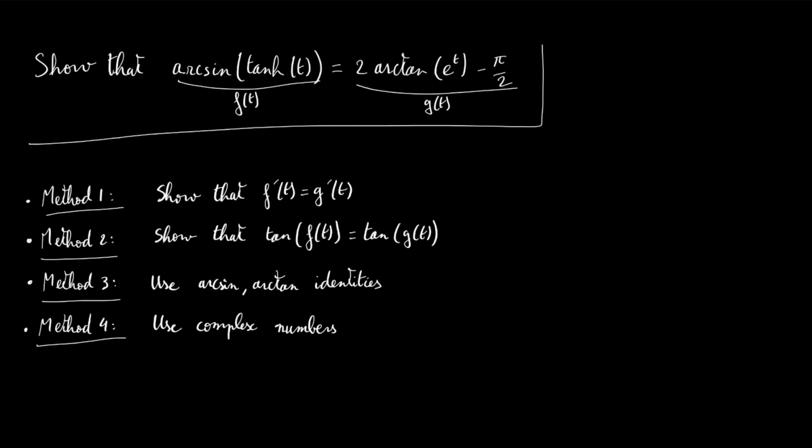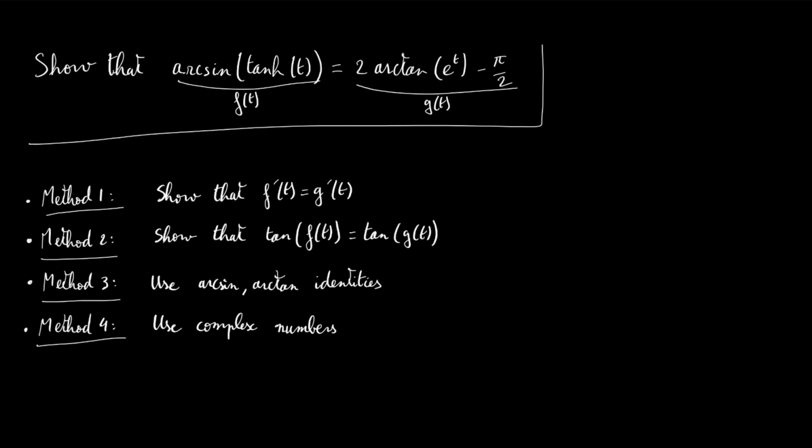In the second method, what we are going to show is that the tangent of f of t is equal to the tangent of g of t. And based on the range of values that f of t and g of t can take, we are going to be able to conclude that f of t is equal to g of t.